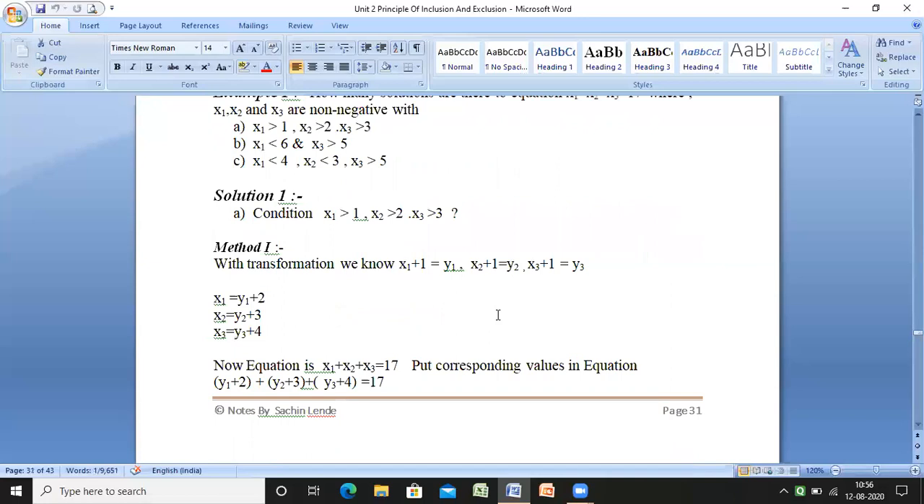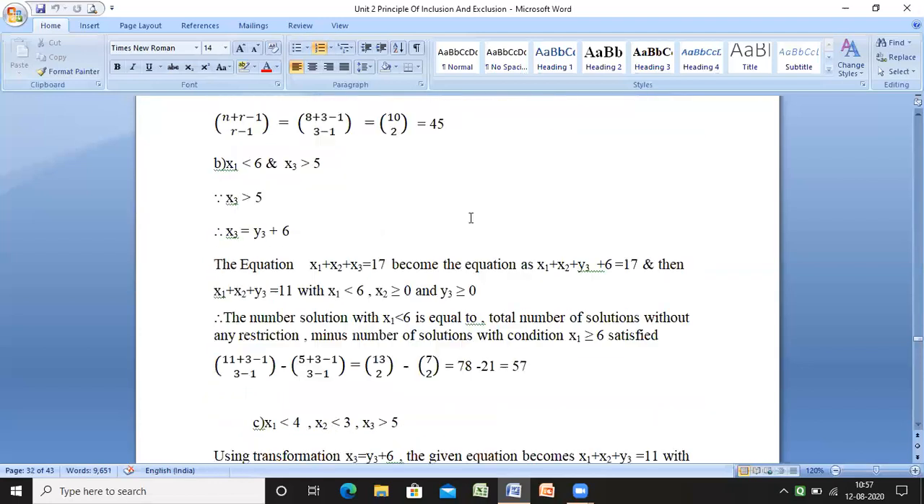Now the second condition. They have mentioned the second condition as x1 is less than 6 and x3 is greater than 5. Remember, x1 should be 0, 1, 2, 3, 4, 5, but it should not be 6, 7, 8, something like that. It should always be less than 6. And x3 is greater than 5, that means the value should be 6, 7, 8, 9, 10 and so on, but it should not be 1, 2, 3, 4, 5. Both conditions are reverse to each other.